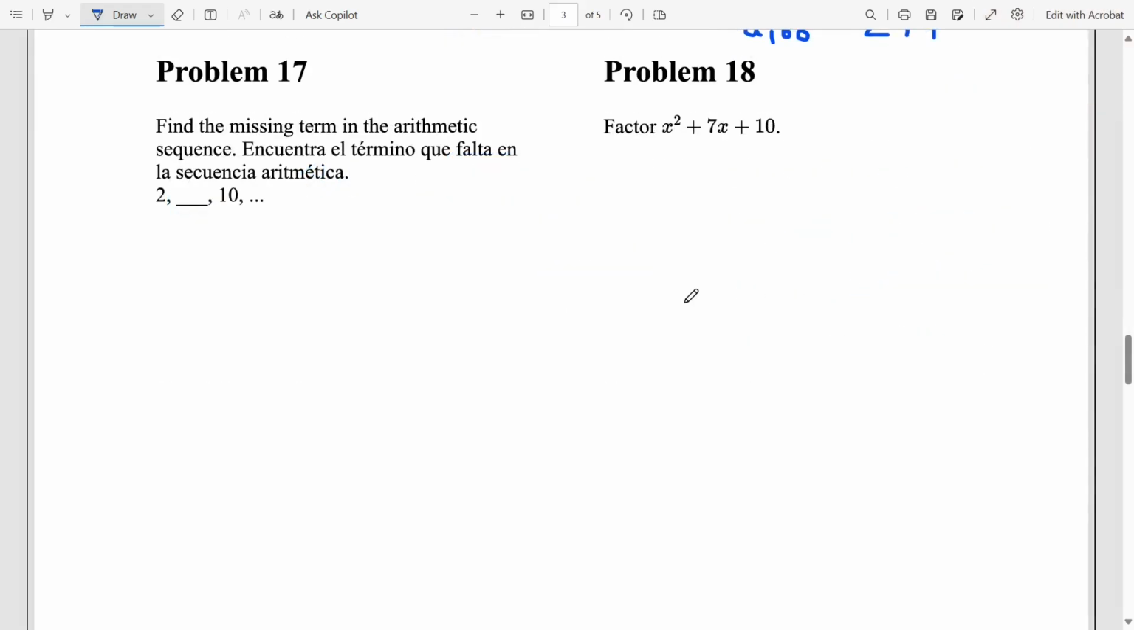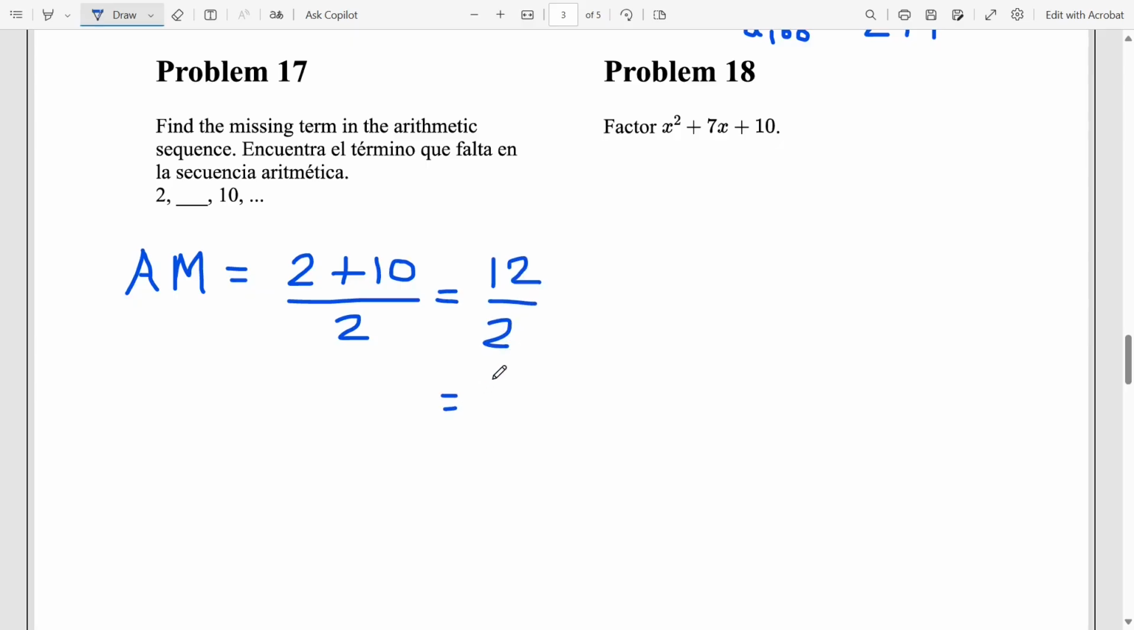We're at problem 17, that reads, find the missing term in the arithmetic sequence. And we have 2 and 10. So what we're going to do is find the arithmetic mean, which I'll abbreviate as AM here. And to do that, we're going to take the average between 2 and 10. So we'll add 2 plus 10 and then divide by the amount of numbers we have, which is 2 here, to find our average. So 2 plus 10 is 12. And if we do 12 divided by 2, that's going to be 6. So our missing term here is going to be 6.